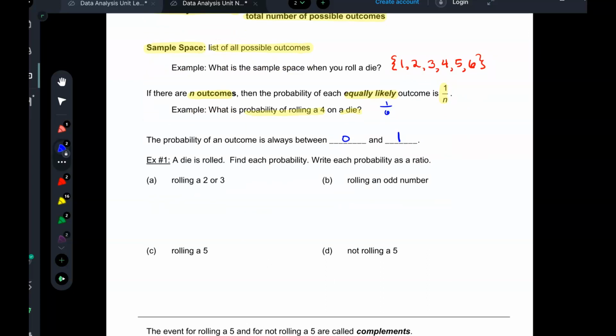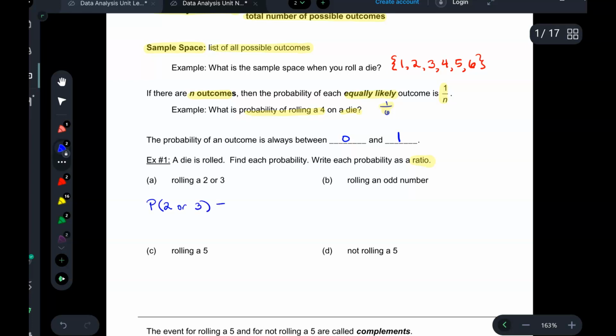Now, most of the time when we write these, we are going to write the probability as a ratio. So like I had above, 1 over 6. When we write these, we're going to leave it as a fraction. We just want to make sure it's reduced. Okay, so probability of rolling a 2 or a 3 on a die. Well, that's 2 out of 6, which we're going to reduce to make that 1/3.